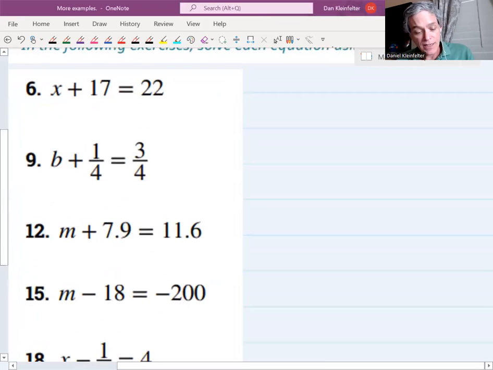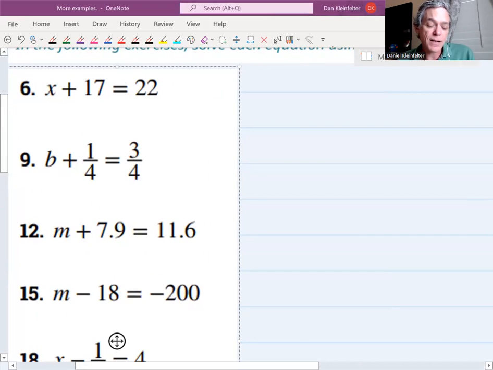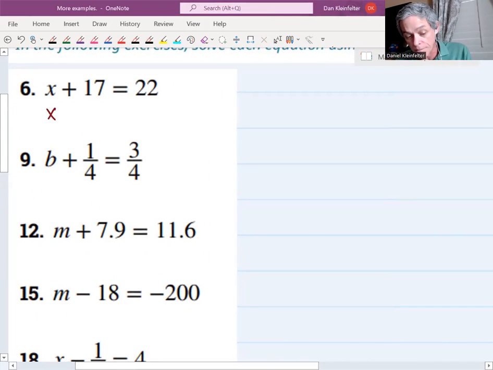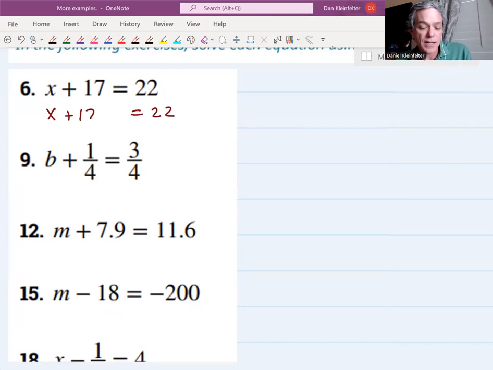So I'm going to try, first of all, number 6, x plus 17 is equal to 22. In order to isolate that x, if 17 had been added to it, we're going to be subtracting 17 from it. And so we'll have on the left just an x, and then the right side 22 minus 17 is 5. So for number 6, just 5 is our solution.